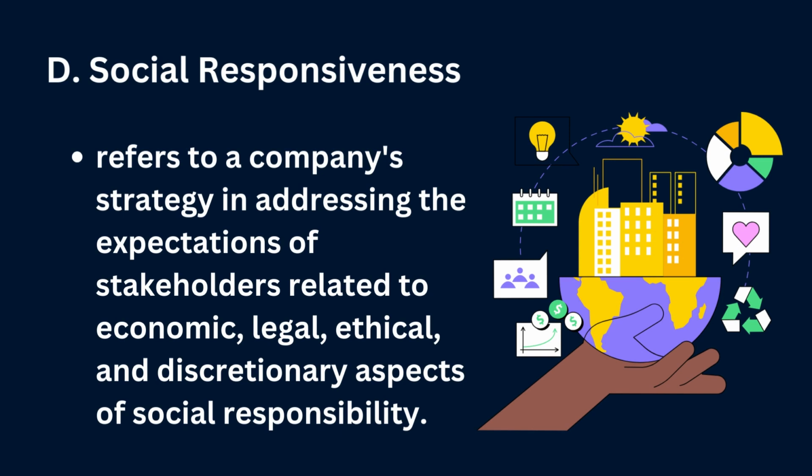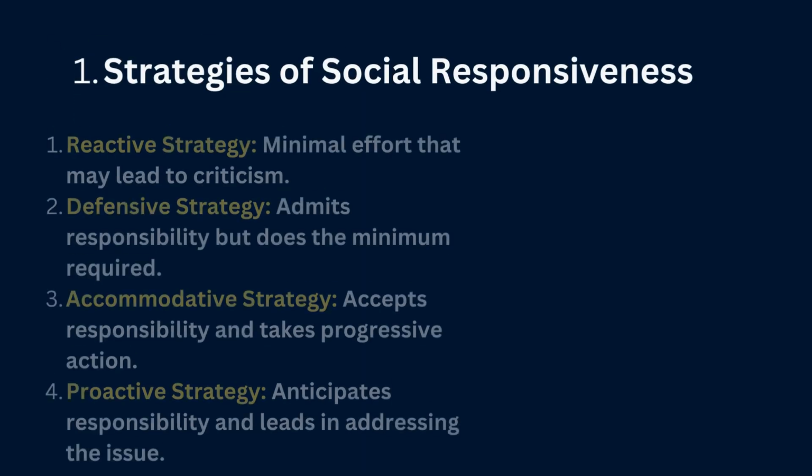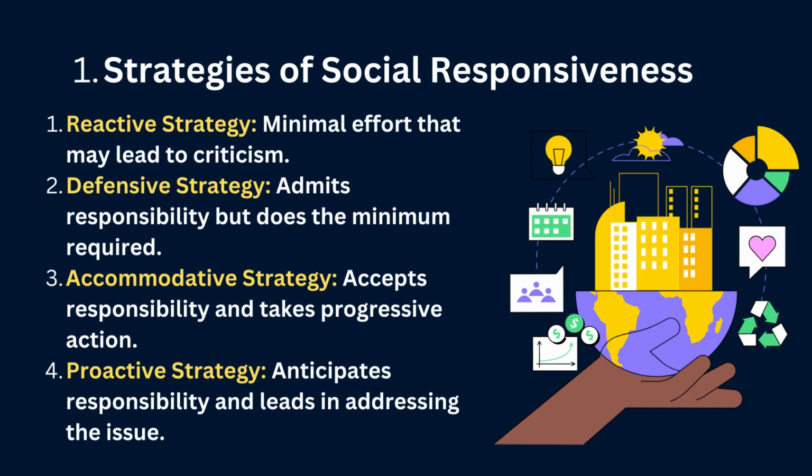The last buzzword is social responsiveness, which refers to a company's strategy in addressing the expectations of stakeholders related to economic, legal, ethical, and discretionary aspects of social responsibility. When a company's action fails to meet these expectations, it creates a social responsibility problem. Companies can adopt four strategies to respond to such issues.